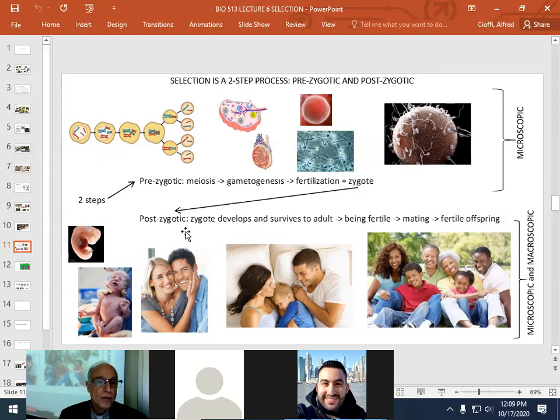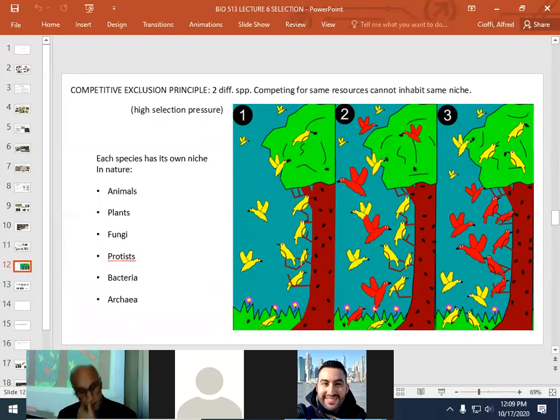Okay, so prezygotic and postzygotic selection, it's determined by fertilization. Another concept that is important is the idea of the competitive exclusion principle.